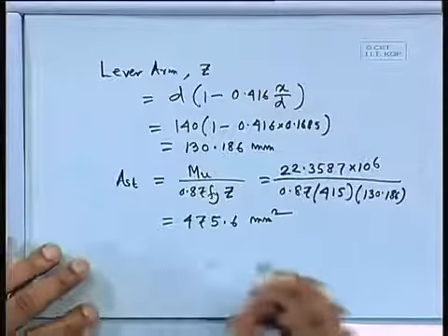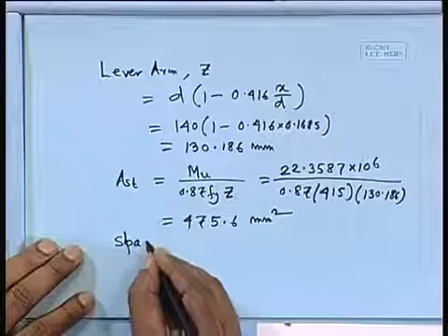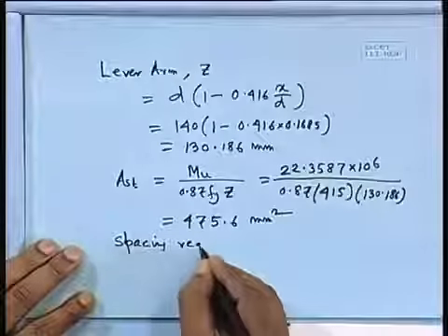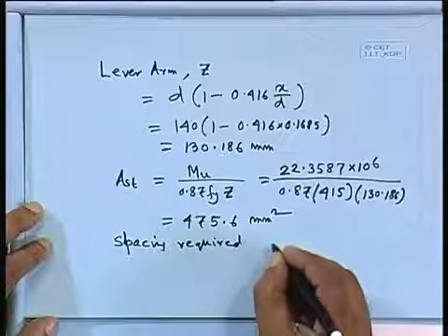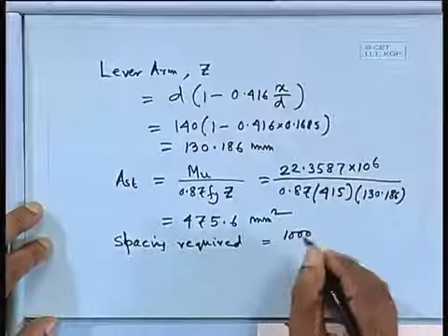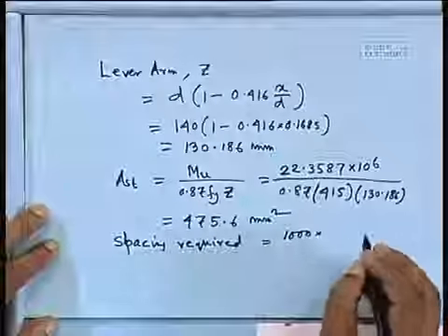What about the spacing? Spacing required, because here we do not provide the number of bars. Here we provide how many bars, at what spacing, you will provide the reinforcement. Unlike your beam, where we provide the number of bars, 3 bars, 4 bars like that, but here we provide 10 millimeter bars at a certain spacing, the way we have provided stirrups.